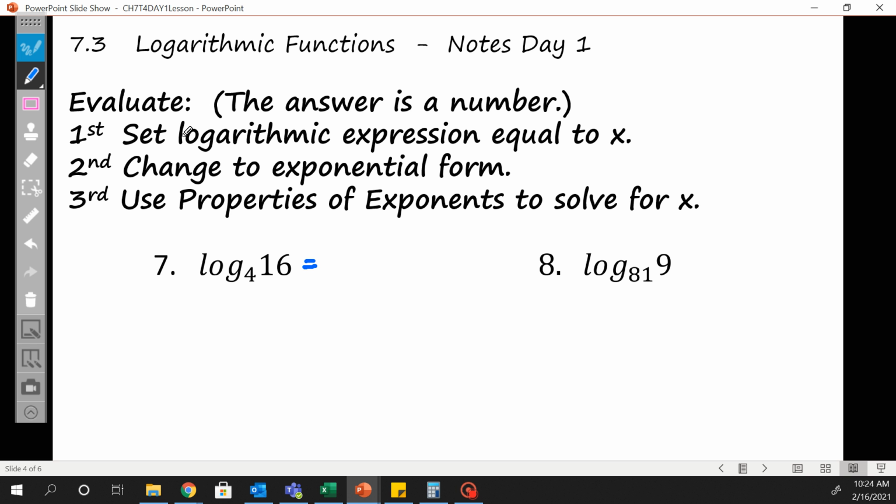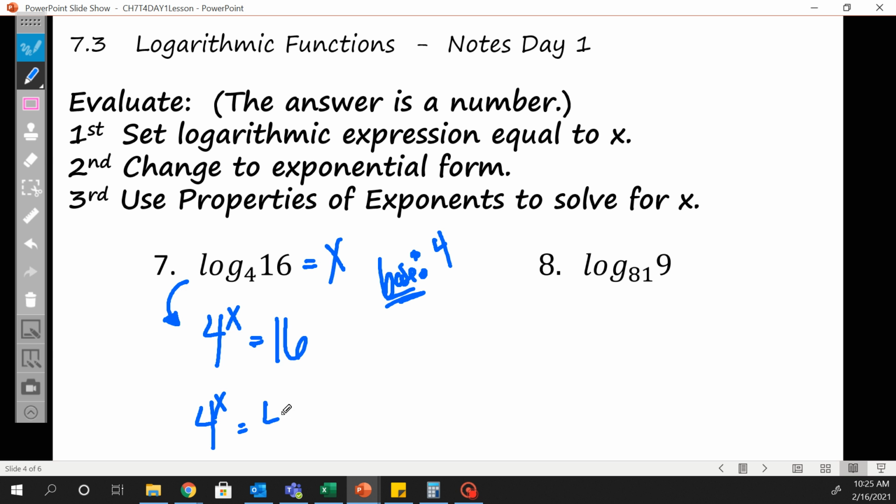So it's a three-step process. The first thing we do is set the expression equal to x. Then we change it to exponent form. So 4 to the what power is 16, 4 to the x power is 16. Now you may be able to solve it at this point, but I'm actually going to use the properties of exponents to solve this. That means solving this by giving them the same base. So 4 and 16 will have a base of 4. So this is 4 to the x, and 16 is 4 to the second.